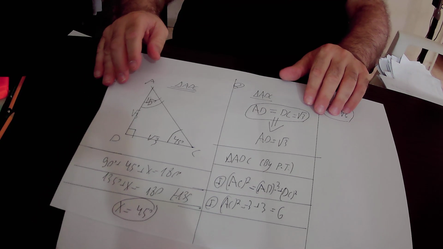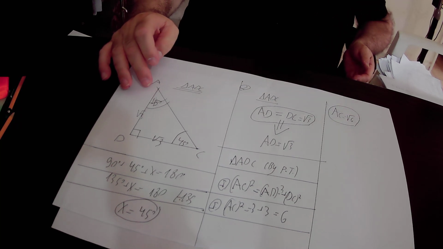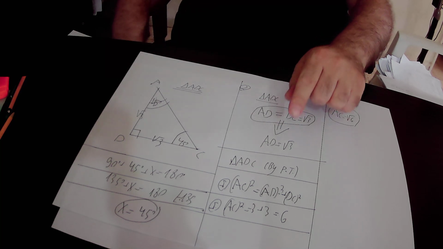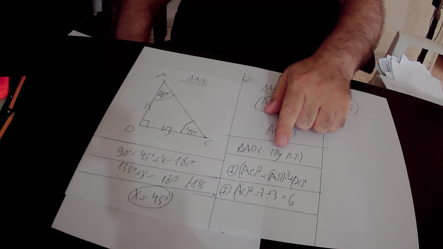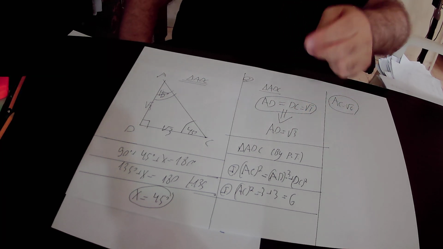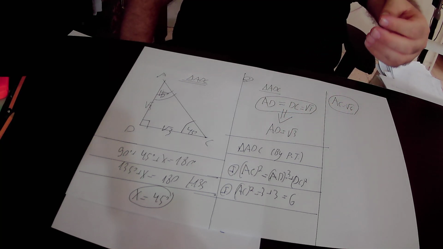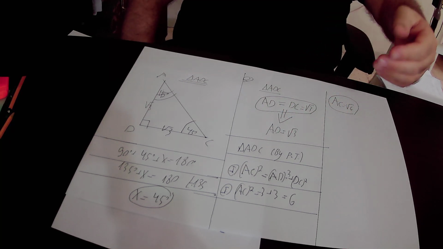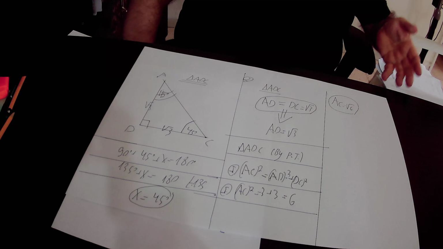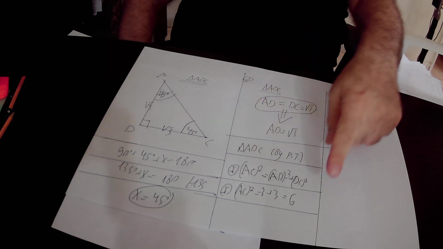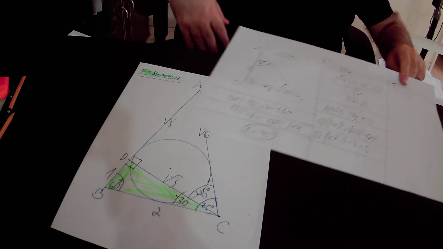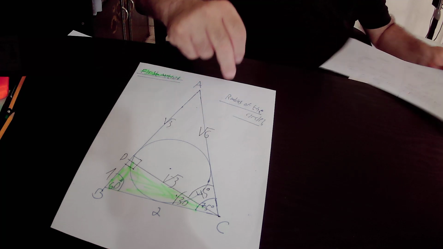Then we implemented the Pythagoras theorem on this right triangle ADC. According to the Pythagoras theorem, the square of the hypotenuse equals the sum of the squares of the perpendiculars. That is to say, AC squared equals AD squared plus DC squared. AD equals the square root of 3, therefore AD squared is 3. DC equals the square root of 3, therefore DC squared is 3. So in conclusion, we found that AC squared equals 3 plus 3, that is 6. We took the square root and found that AC equals the square root of 6 units.